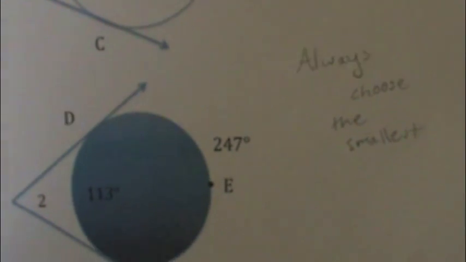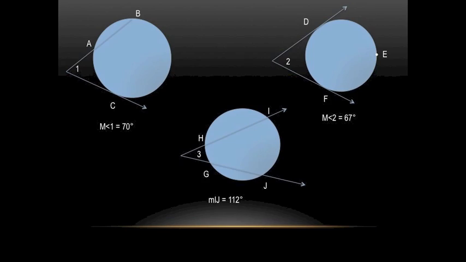The paper says to always choose the smallest. I believe what that means is that we have to choose the smallest answer that we got for our password. So our password should be 67. Here it goes.